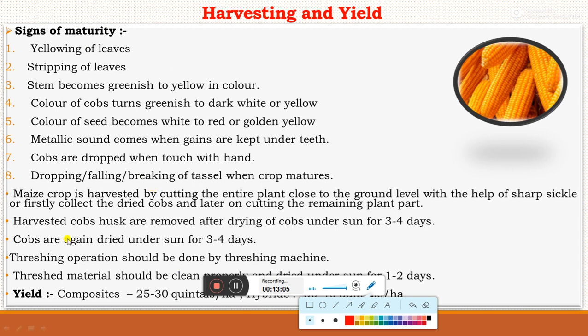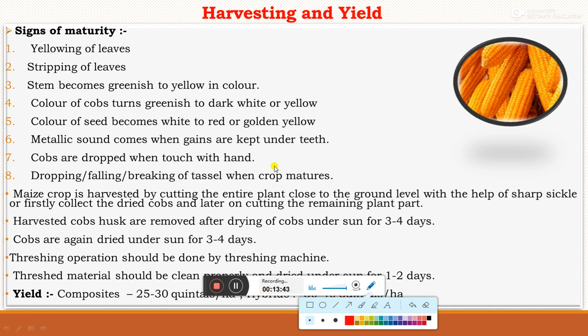The maize crop is harvested by cutting the entire plant close to ground level with the help of a sharp sickle, or by first collecting the dried cobs and later cutting the remaining plant parts. Then the husks of harvested cobs are removed after drying the cobs under sun for 3 to 4 days, and the cobs are again dried under sun for 3 to 4 days. Threshing should be done by a threshing machine. The threshed material should be cleaned properly and dried under sun for 1 to 2 days, and the yields obtained are 25 to 30 quintals per hectare from composites and 35 to 40 quintals per hectare from hybrids.